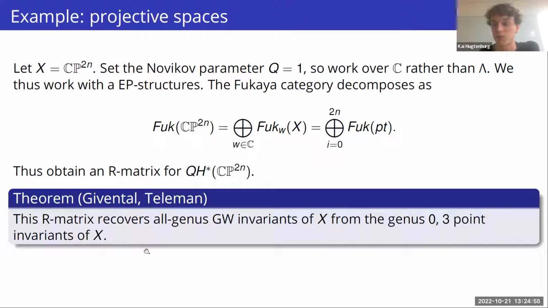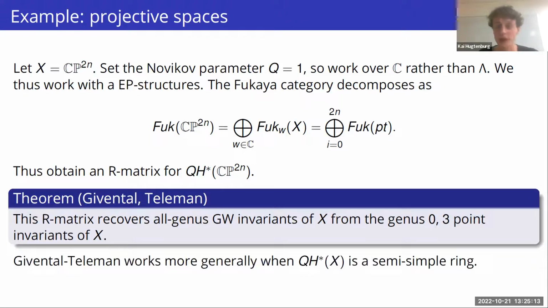So that's just the ring structure. But he doesn't obtain it from this Fukaya category point of view. He obtains it from, let's say, a more complicated story for cohomological field theories. But it's a really, really nice proof. In general, Givental-Teleman don't just do this for projective spaces, but they are able to construct such an R matrix and obtain all genus Gromov-Witten invariants whenever the quantum cohomology of X is semi-simple as a ring.